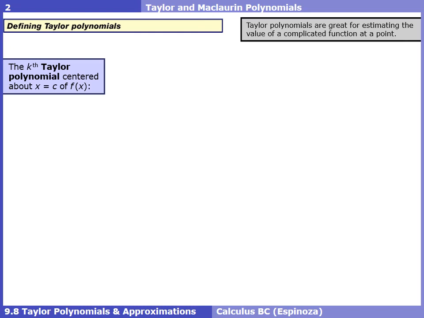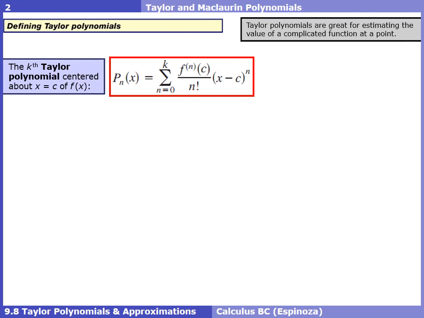We define a kth Taylor polynomial that's centered about x equals c as this right here. Very important, just like a lot of the things I box in red, which means you're going to have to memorize it. And I know it looks complicated. It's definitely one of those things where if you don't break down what's going on here, it's going to seem more complicated than it actually is.